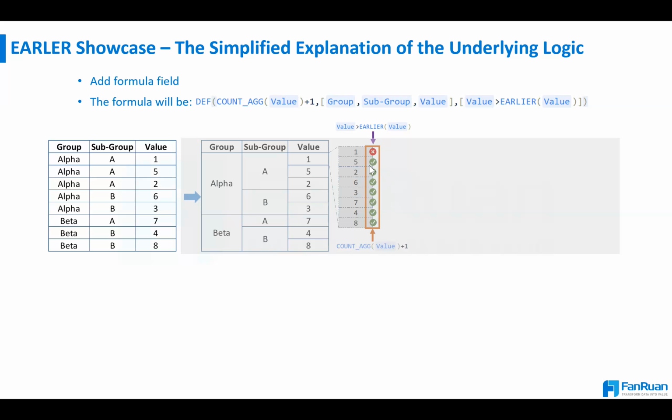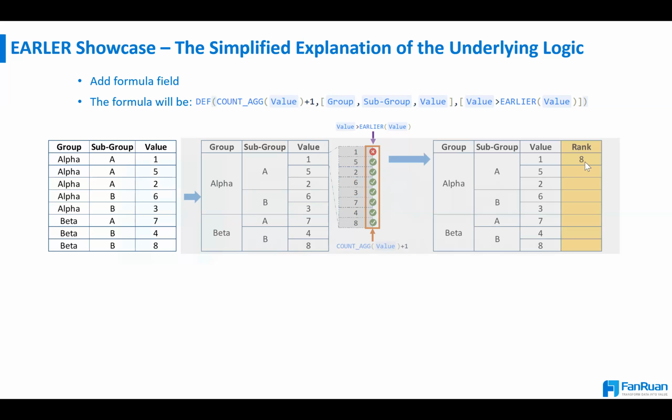And when we do ranking, you have to add 1 to the current count. Because we have 8 values here, and 1 is the smallest, we can get its rank as 8. And we run this calculation for each individual cell of the original table until the very last cell. And you can see the result here. It's ranked from the biggest to the smallest.